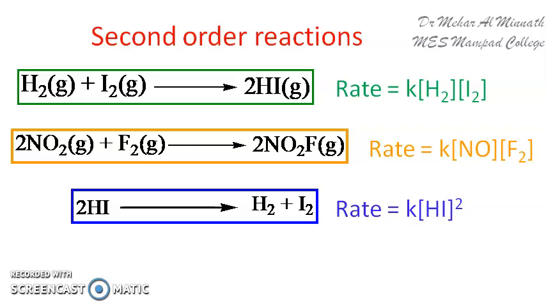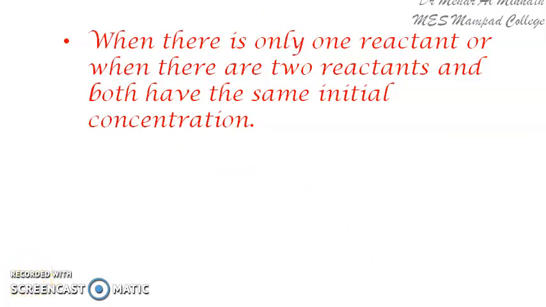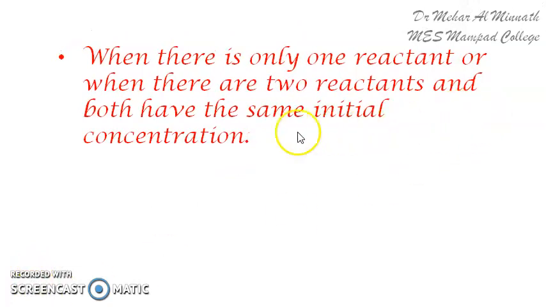In order to derive the integrated rate expression, we can take up 2 cases for a second order reaction. In the first case, there is only one reactant, or there are 2 reactants and both the reactants have the same initial concentrations. So these 2 cases we are putting into one to derive the integrated rate expression. When there is only one reactant, that means the decomposition of HI which we had taken earlier, or when there are 2 reactants, you can take the example of formation of HI, with hydrogen and iodine, both having the same initial concentration.